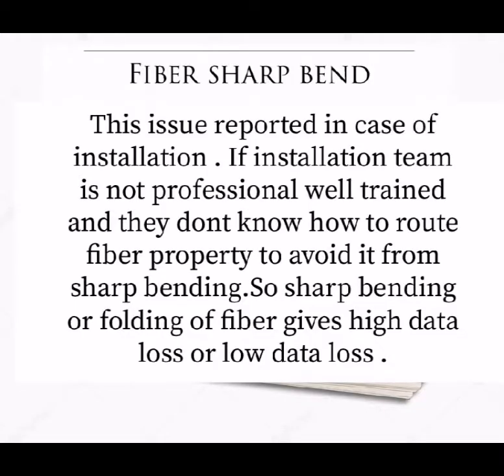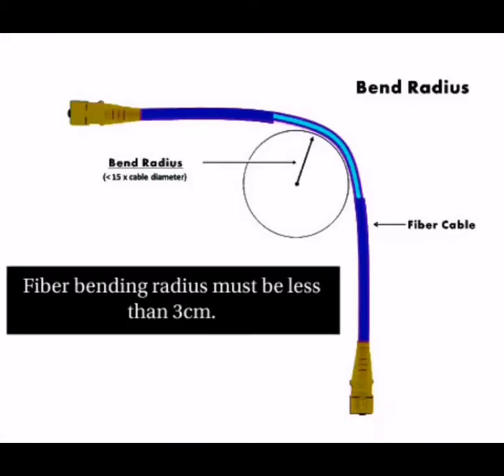So next one is sharp bending of fiber. Sometimes the installation team is not professionally well trained and they don't know how to route the fiber properly. So they must know that the fiber bending radius must not be less than 30 centimeter. If it's less than 30 centimeter, it gives a sharp bend, which may result in data loss. So fiber must be routed properly to avoid sharp bending, and this alarm may not be reported and your data will not be lost in such a way.